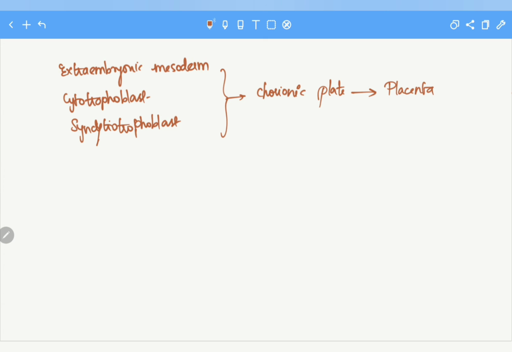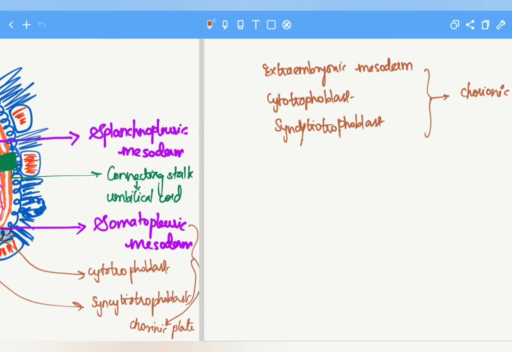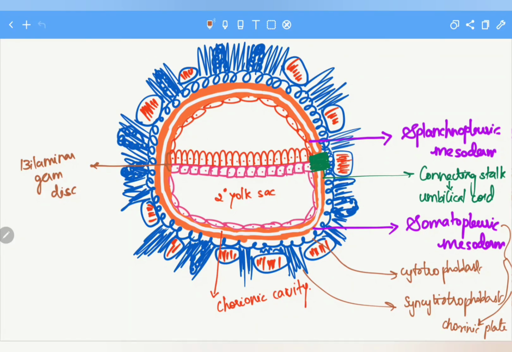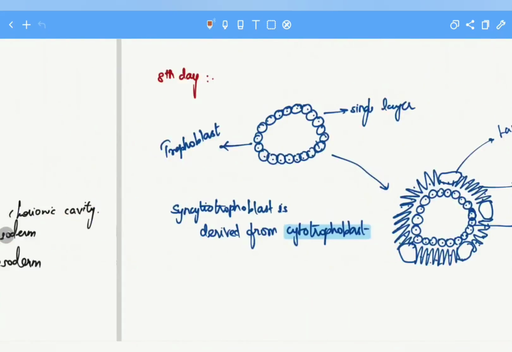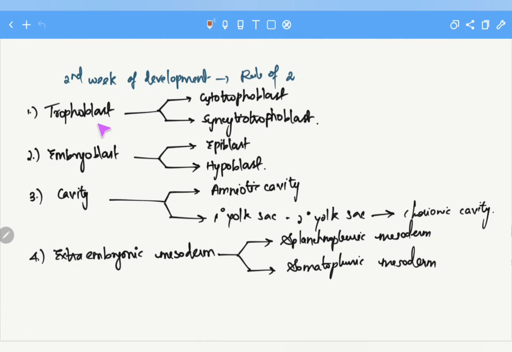I hope I discussed each and every point that happens during the development till the second week of embryonic development. So I'd like to revise it rapidly according to the rule of 2. So first of all, trophoblast. The trophoblast splits into two layers, that is the cytotrophoblast and syncytiotrophoblast. This splitting of the trophoblast happens during the 8th day. After some time, around the 9th day, the syncytiotrophoblast starts developing multiple cavities. Those cavities are called lacunae.